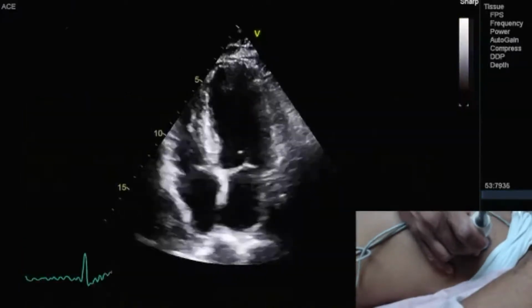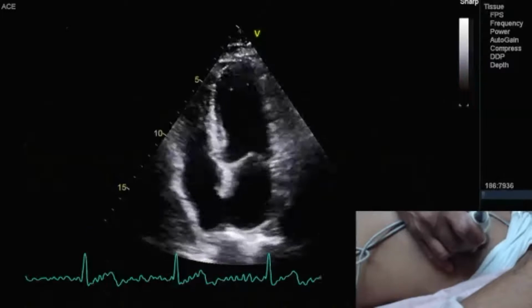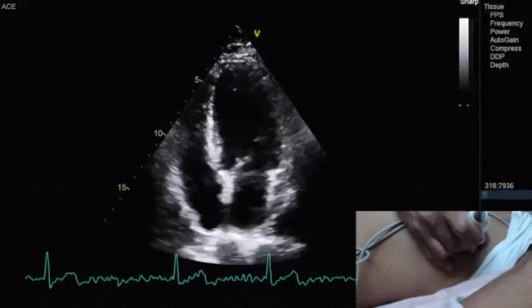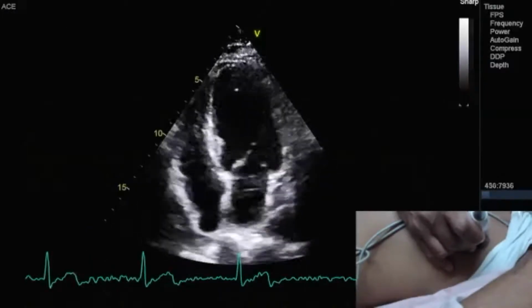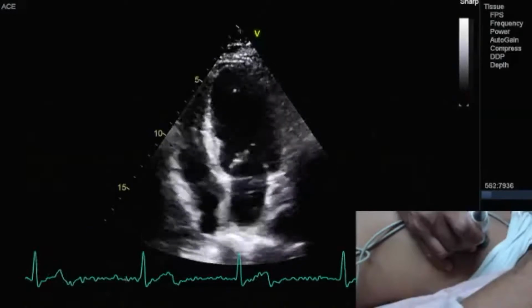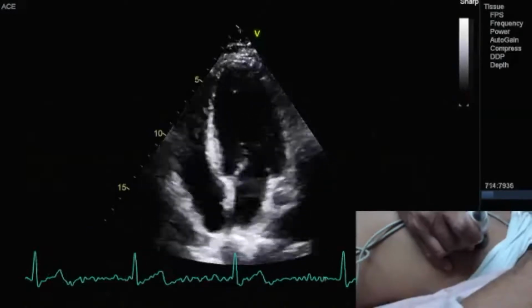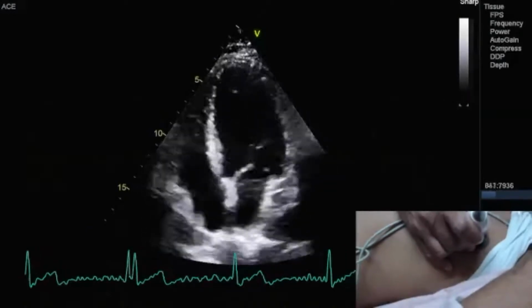Is that clear? Yes, sir. A wave contributes to almost 20% of the cardiac output. And that is why patients of atrial fibrillation lose A wave and they develop all the problems.